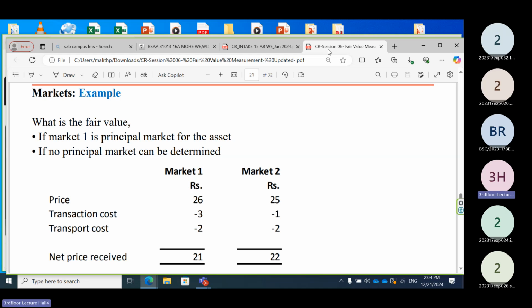So once you are deciding the fair value, you are only deducting these 2. You are not deducting the transaction cost. So based on the two assumptions, the value may change. Here 23, here 24, based on your judgment, based on your selection of principal and most advantageous market, right?